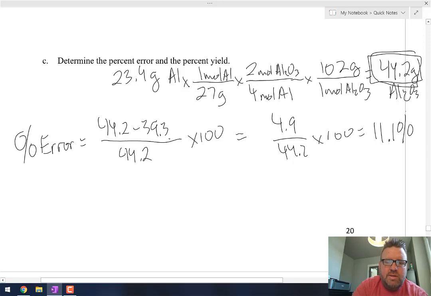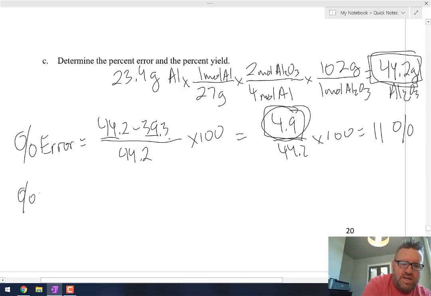11.1%. Okay, and actually, since this number only has two significant figures, technically our answer should only be 11%. Even though these both have 3, after you subtract, you only have 2, and then when you divide, you're using the division rule, so 11% is correct.